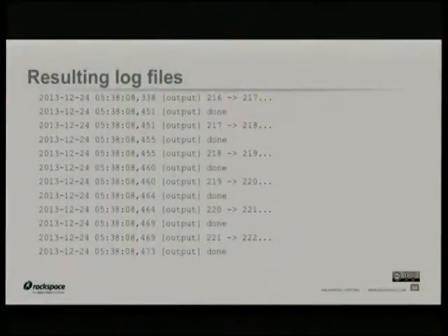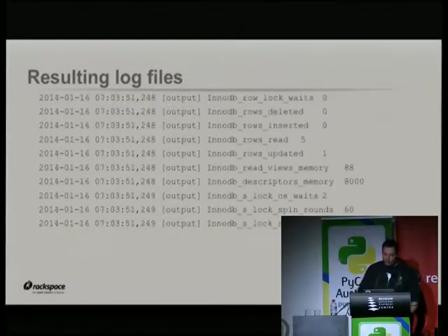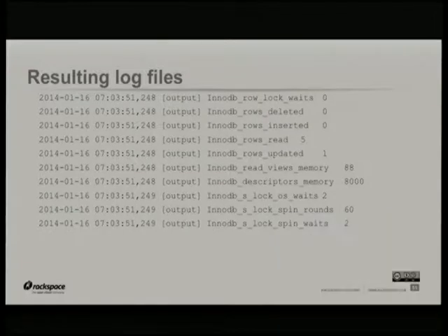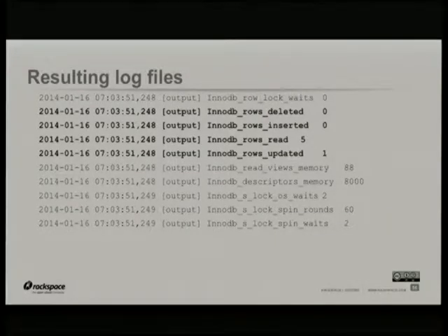So each line is migrating from 217 to 218. It's done, 218 to 219, and so on. How do we get the timing? Well, you just take a difference of the timestamps. But in between each of these, we also get those InnoDB statistics, which I referred to. So you can start to pull out things like the deleted rows and the inserted rows.